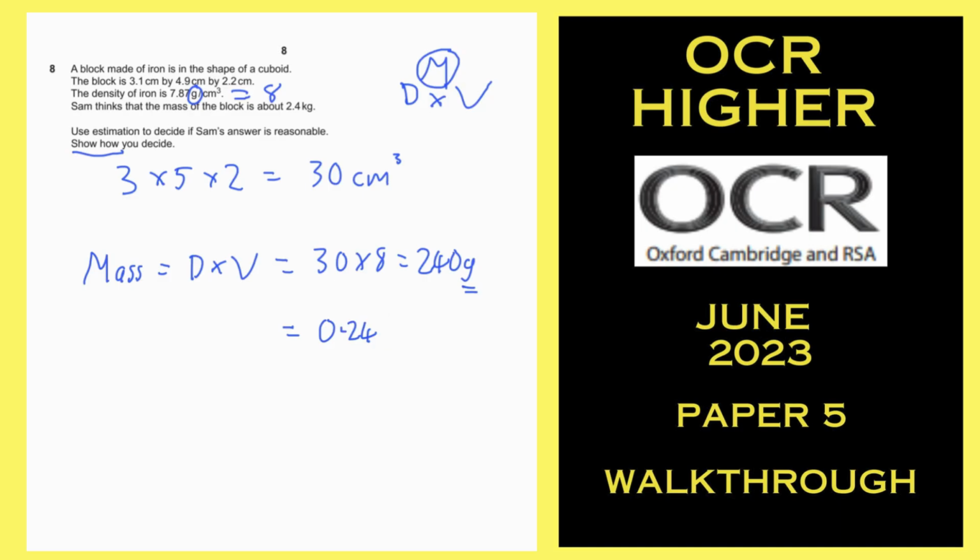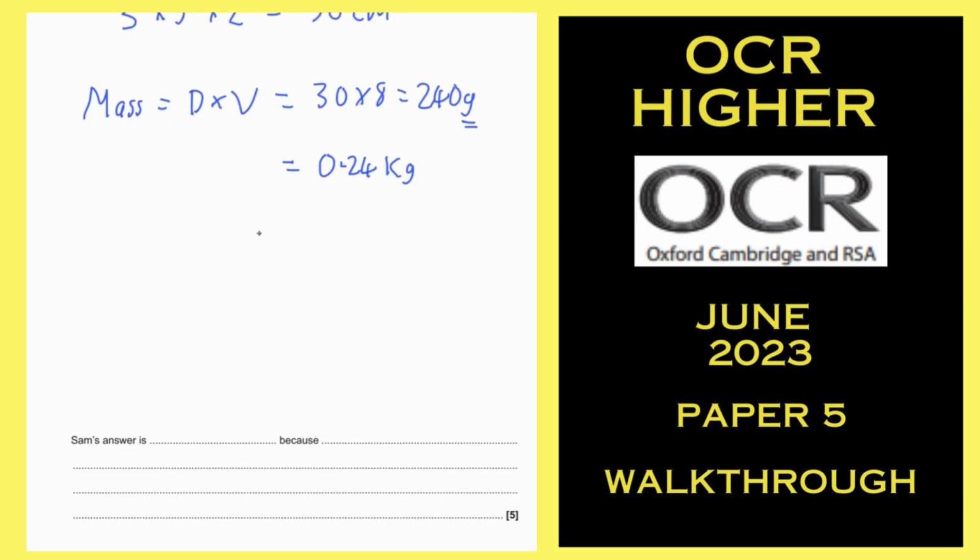Use estimation to decide if Sam's answer is reasonable. Sam's answer is not reasonable because 2.4 kilograms is 10 times 0.24 kilograms. Or words to the effect of, they're out by a factor of 10.